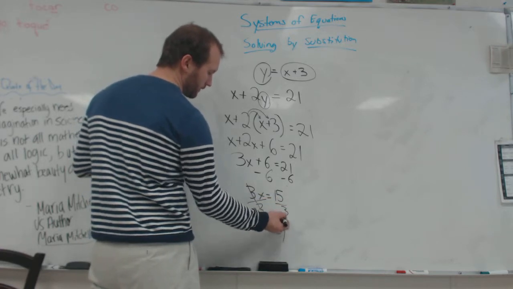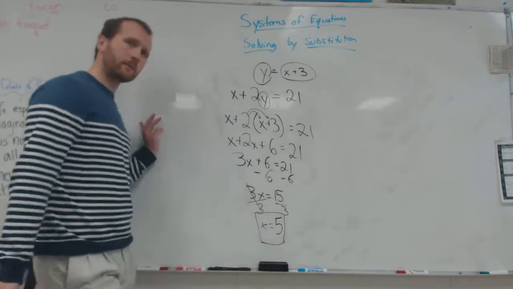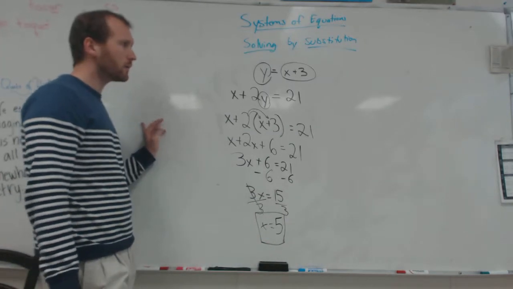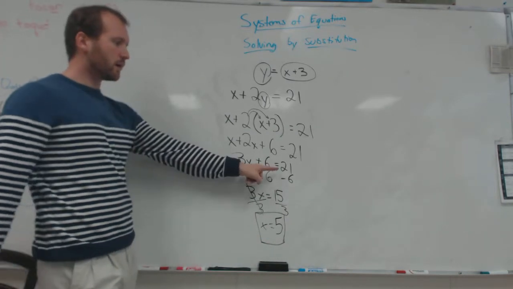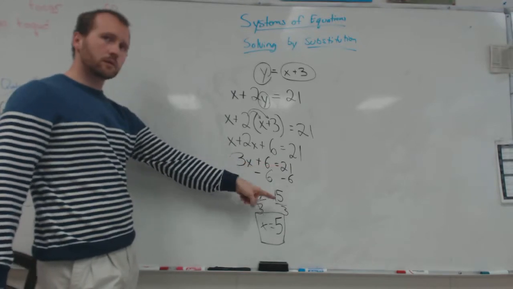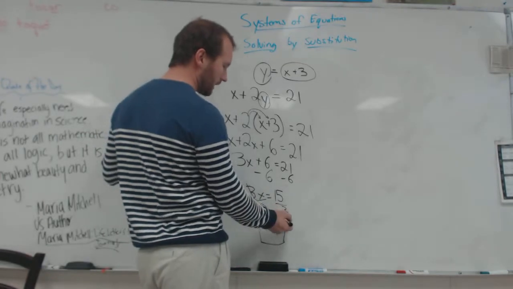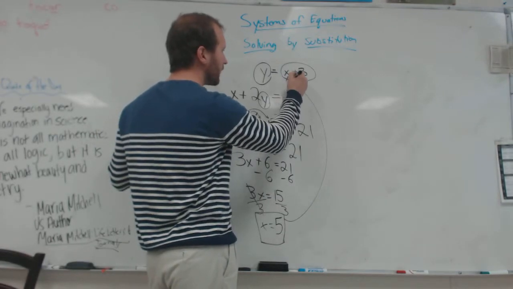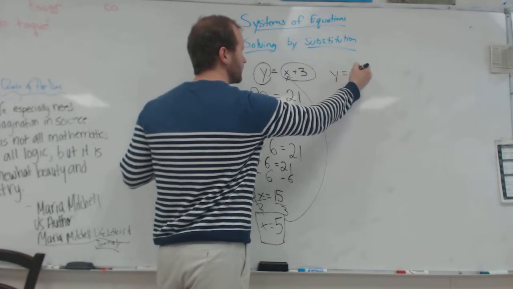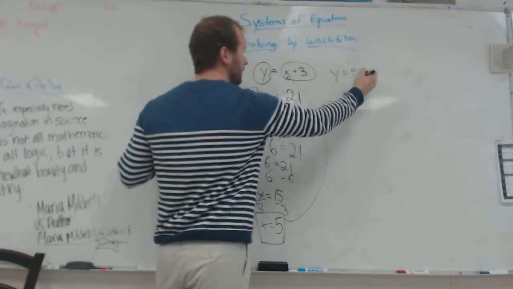5. Okay? So x is 5. Now I need to find y. 21 minus 6 is 15, I put 20. Oh, that's why. Okay. So I put this back in here for x. Y equals 5 plus 3.